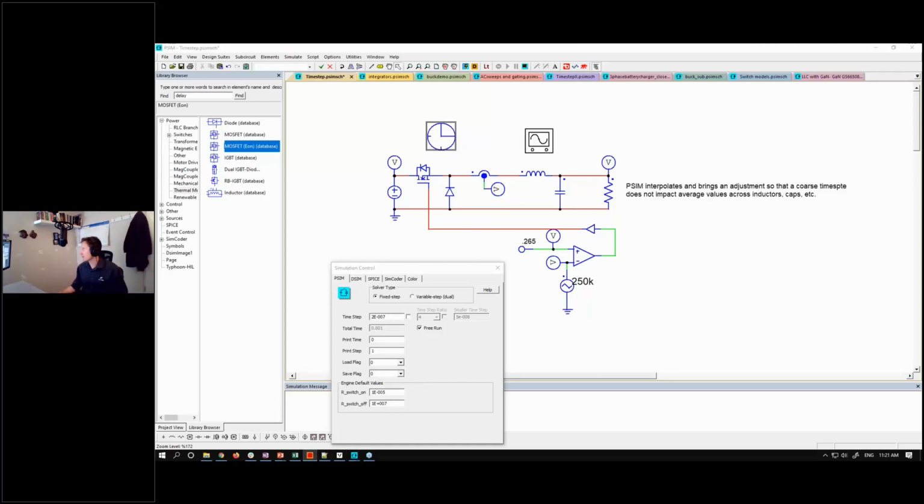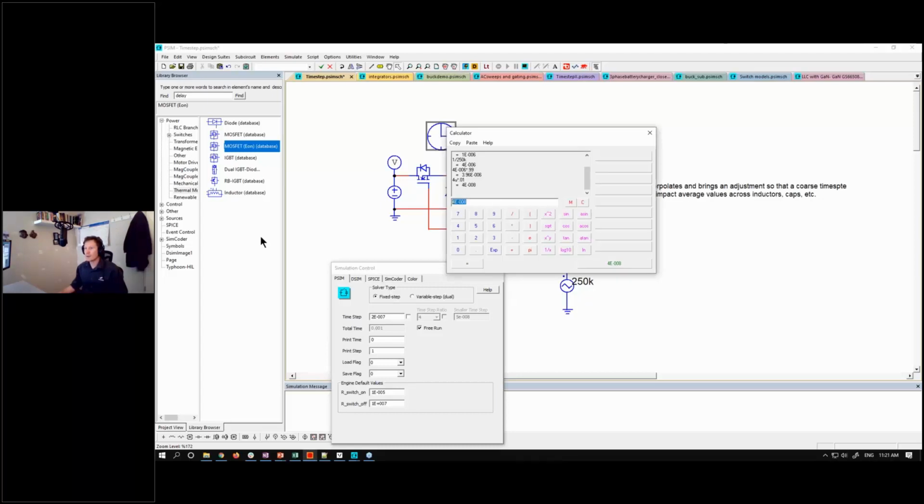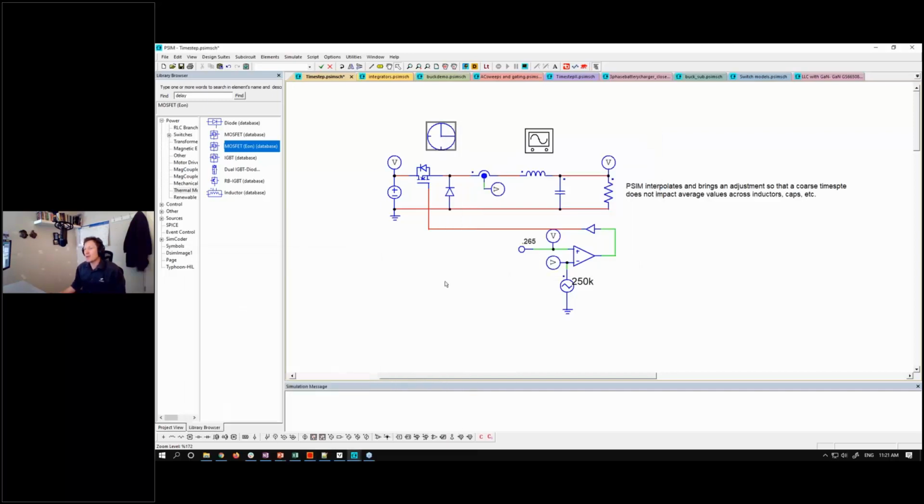So we do some math here. Let me pull up my calculator. Okay, 1 over 250K is 4 microseconds. We're running with a 200 nanosecond time step. So divided by 0.2 micro, that is 20 points per cycle. Okay? So this simulation has a fairly coarse time step, 20 points per cycle.